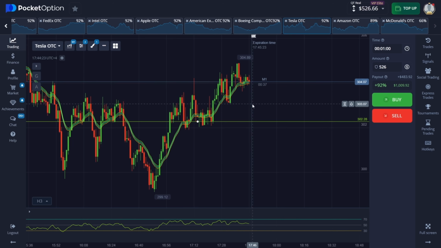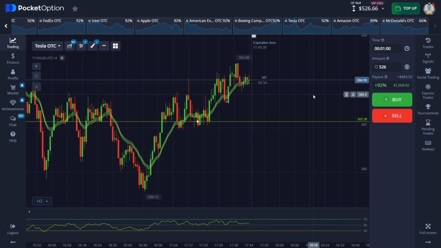We found a trade on Tesla OTC. If this candle gives us an entry, we can try for the upside.